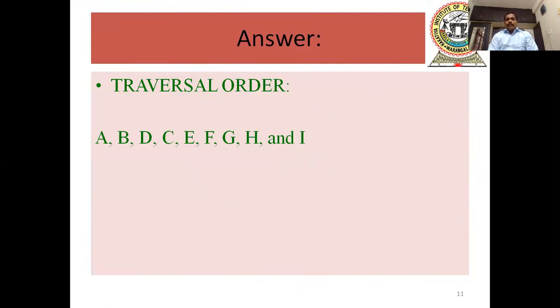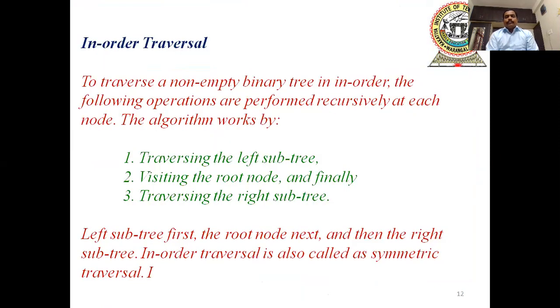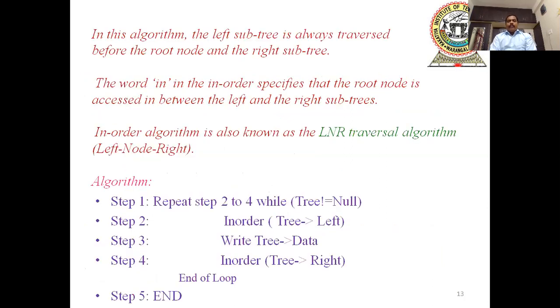Now we are going to discuss the next technique, in-order traversal. What is in-order traversal? In-order traversal means first we have to visit the left subtree, then the root. Finally, we will visit the right subtree. This is called in-order traversal. We can call this the LNR traversal algorithm because we have to complete the left node first, then the root node, then the right side. That's why we call it the LNR traversal algorithm.